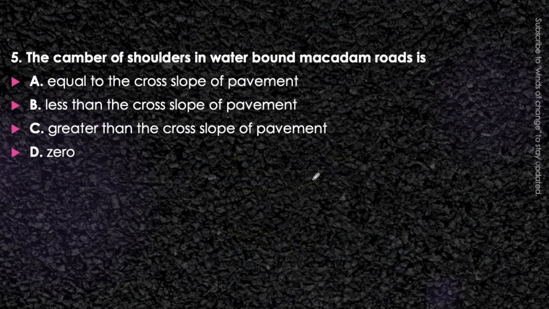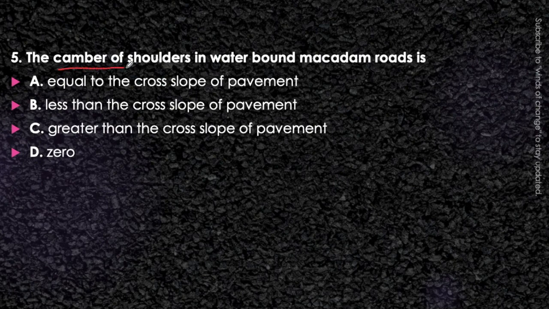Okay, next question. The camber of shoulders in waterbound macadam road is equal to the cross slope of the pavement, less than the cross slope of the pavement, or greater than the cross slope of the pavement, or 0. We are talking about the camber of the shoulders.